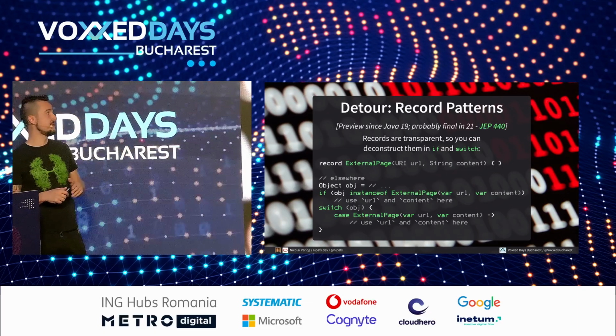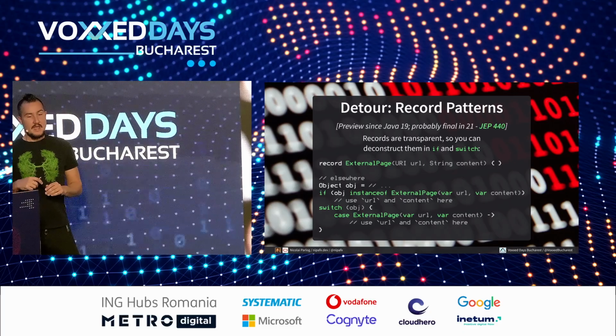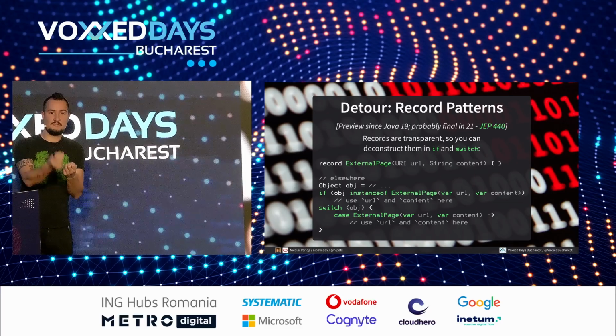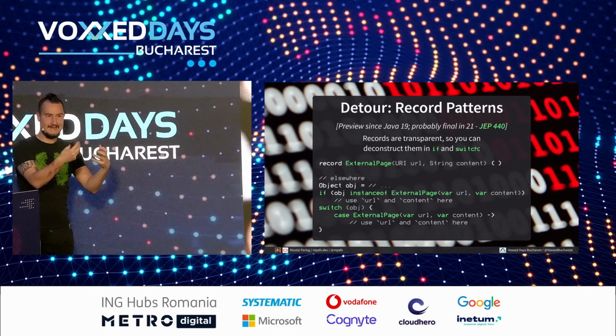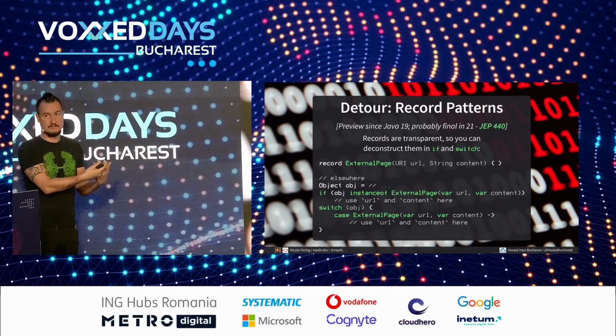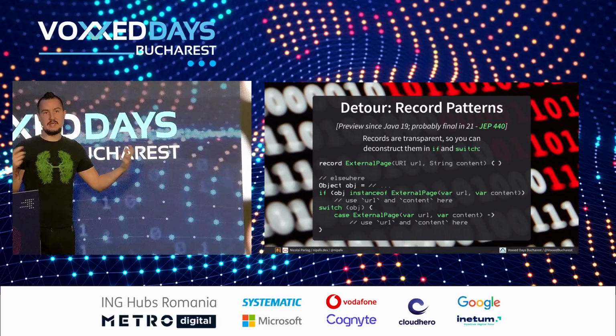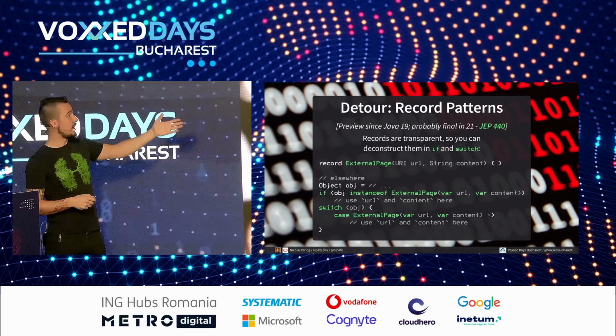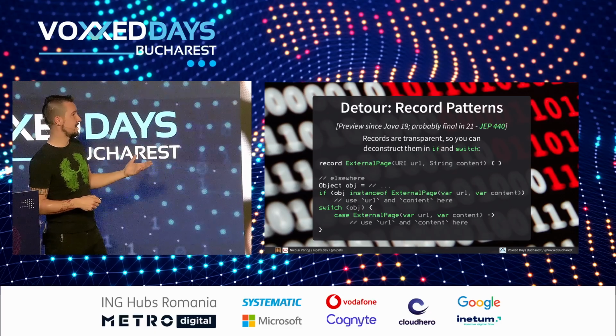So there's a JEP link that discusses that. And what record patterns allow you to do, they hinge on the transparency of records. Remember, classes use encapsulation, they hide their internal state, but records don't. So that means you can freely take them apart and put them back together. And record patterns allow you to do that. So you can deconstruct them in an if and a switch.